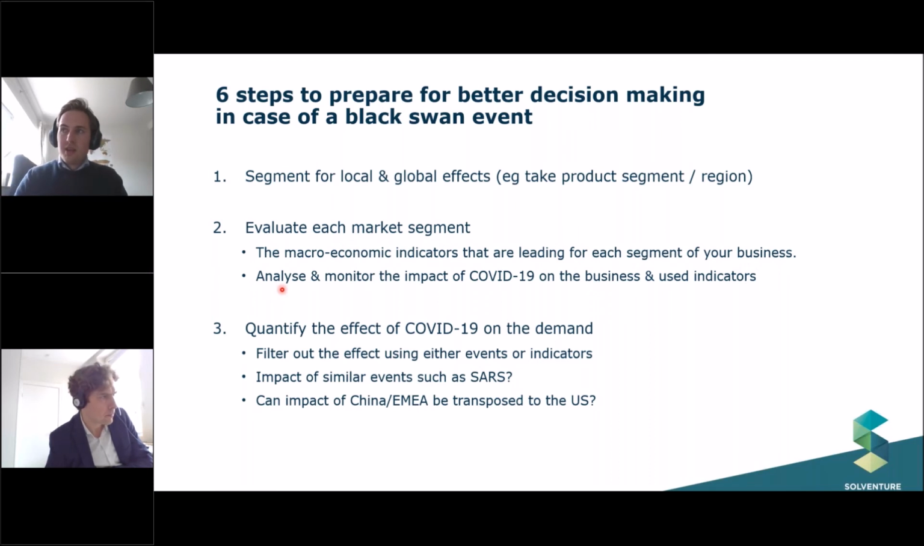Second step is evaluating each market segment, so you can see which indicator makes sense for which market segments. Third step is about quantifying the effects of COVID-19 on demand. So for example, using that first case study, you can make some analysis on a high level and create some scenarios on that high level.